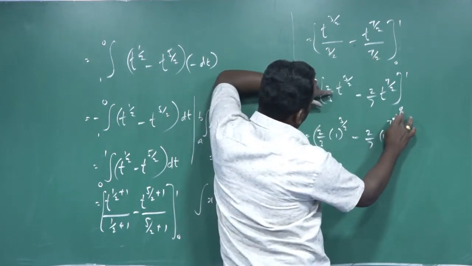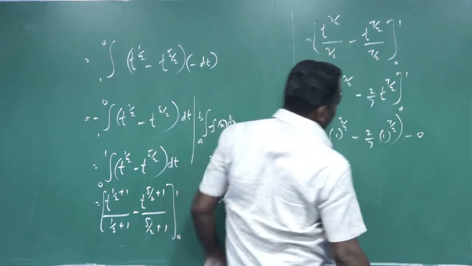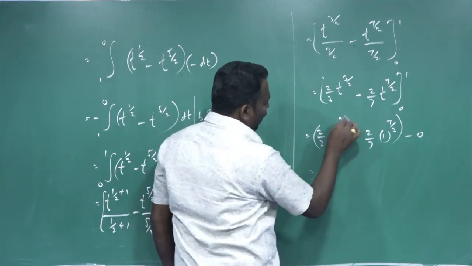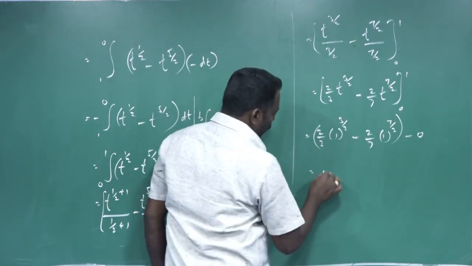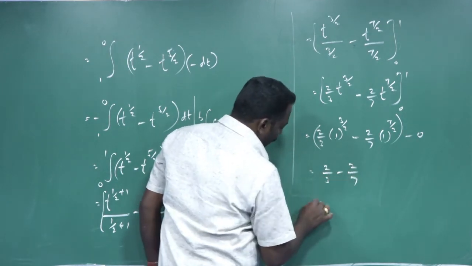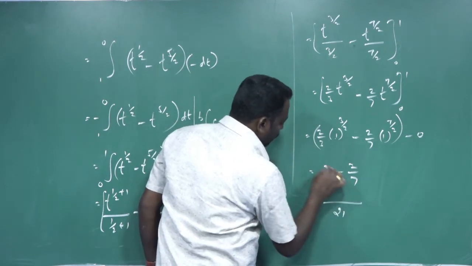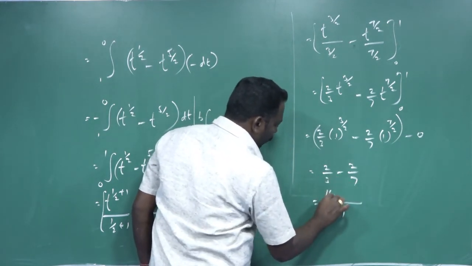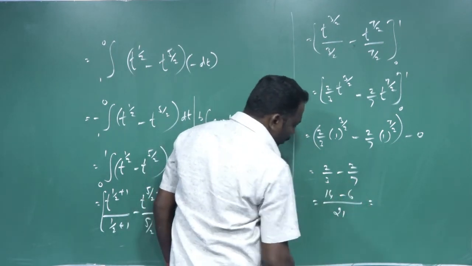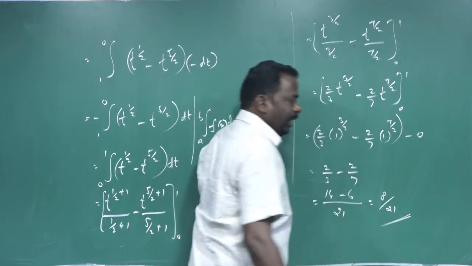And then y limit 0, substituting y equal to 0, that is equal to 1 power any value, 1. Therefore it is 2 by 3 minus 2 by 7. Now we want to take the common denominator, which is 21, and cross multiply: 7 into 2 is 14 and 2 into 3 is 6, that is equal to 8 by 21, and that is the final simplification.